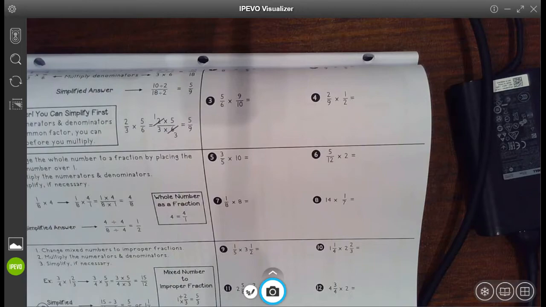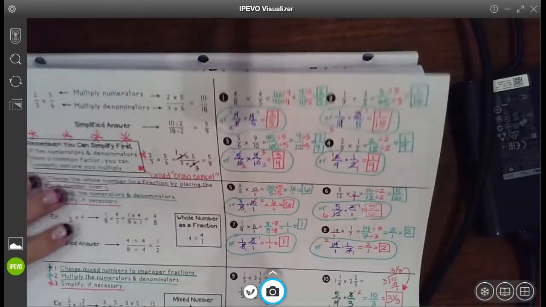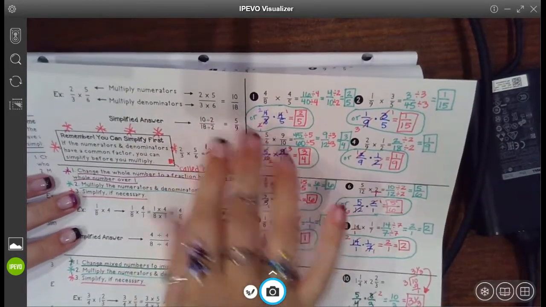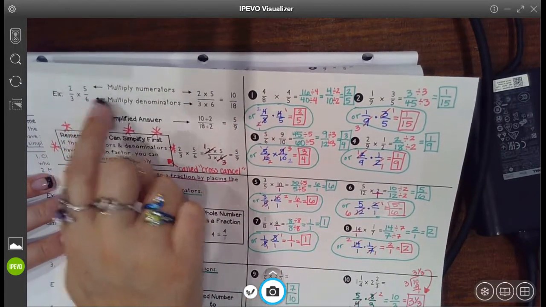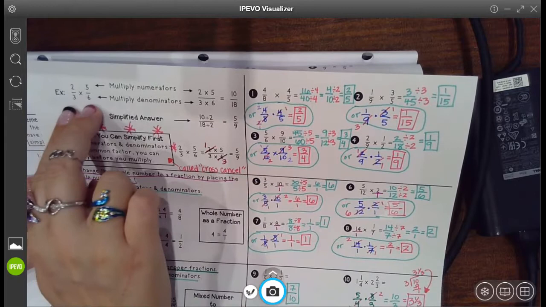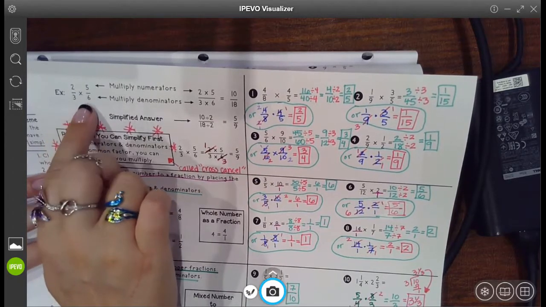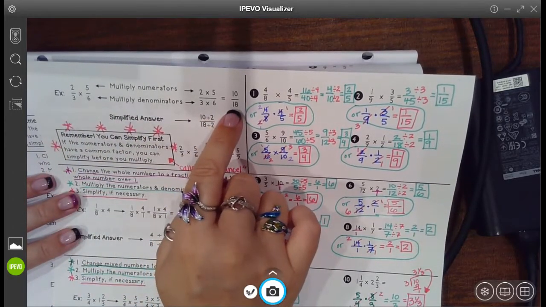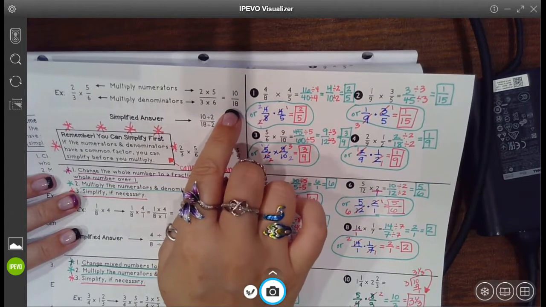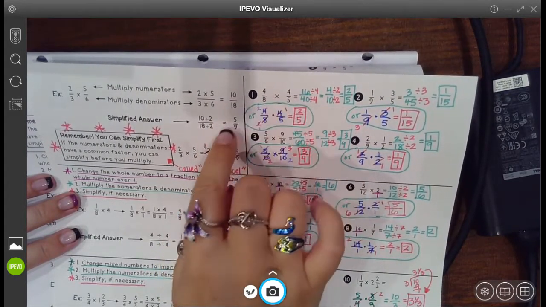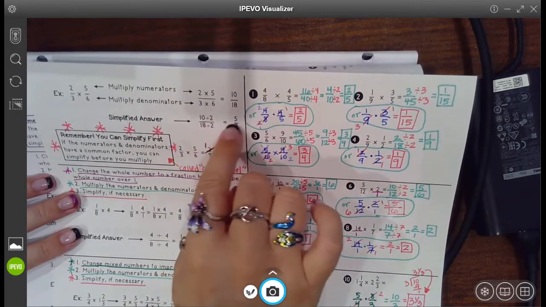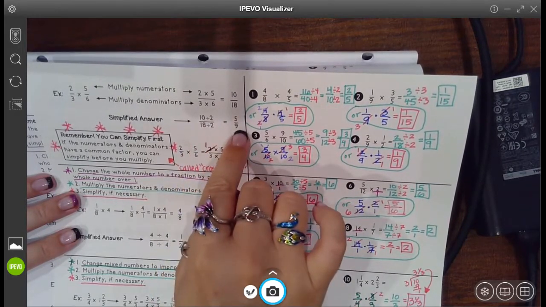Okay, so first off, to refresh your memories, when multiplying a fraction with a fraction, you multiply the numerators. So 2 times 5 is 10. And then you also multiply across with the denominators. 3 times 6 is 18. And then if it wants it in simplest form, you would reduce this. So you take 10 over 18 and see what could go into both. Oh, 2 can. So 10 divided by 2 is 5, and 18 divided by 2 is 9.